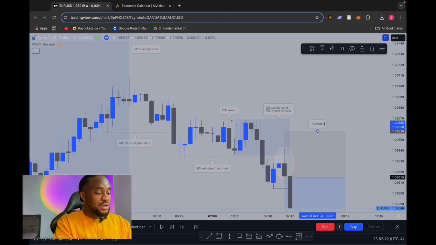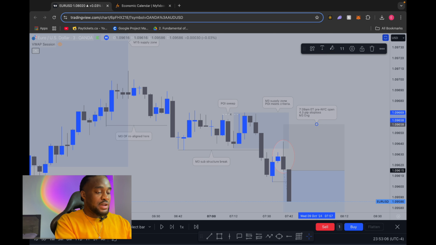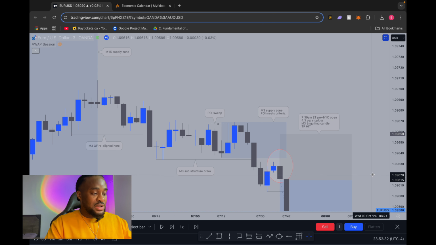7:39 a.m. ET pre NYC, because this is pre New York session, pre NYC open. And then the next thing I'm putting in is the stop loss, 4.3 pip stop loss. The M3 engulfing candle, TP hit, which is take profit, got hit. All we gotta do is take screenshots of this, and boom, we have a screenshot of it.